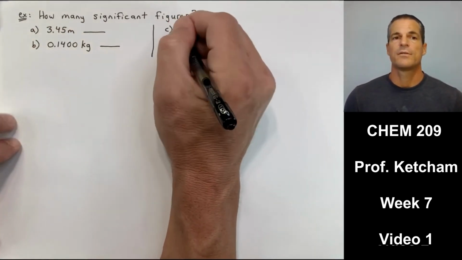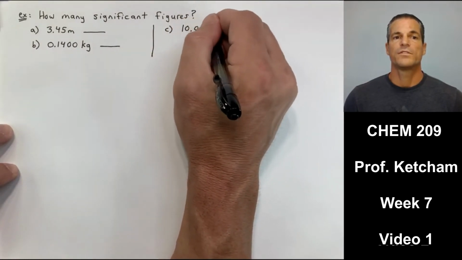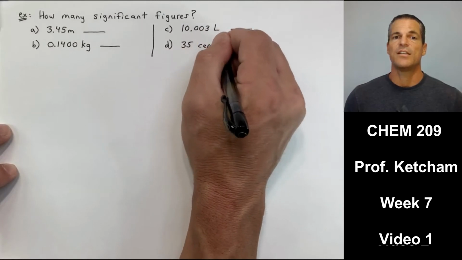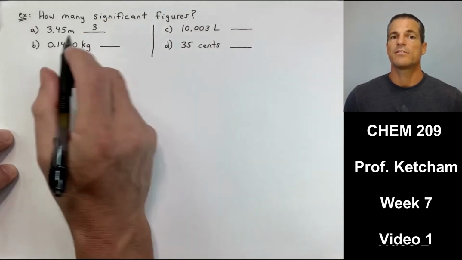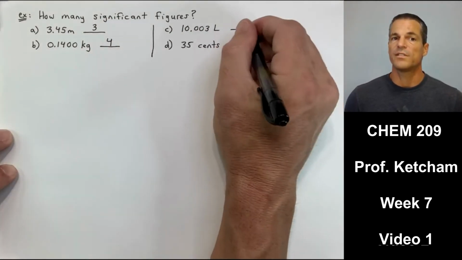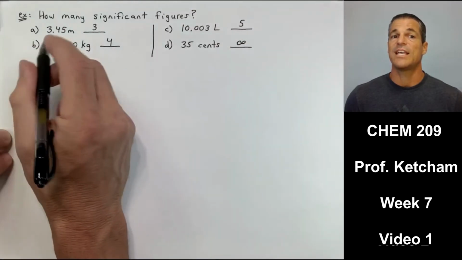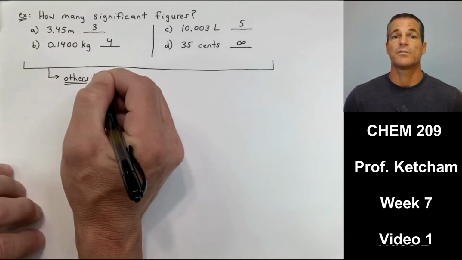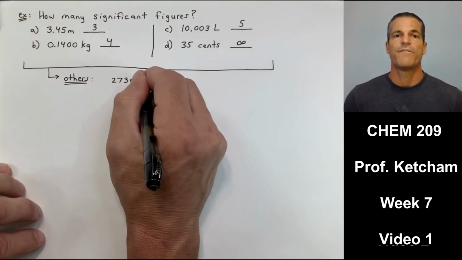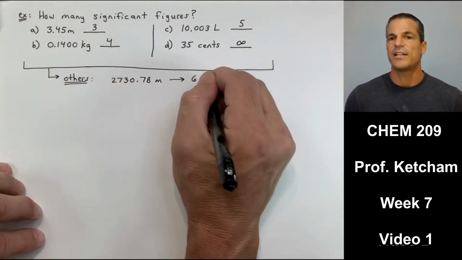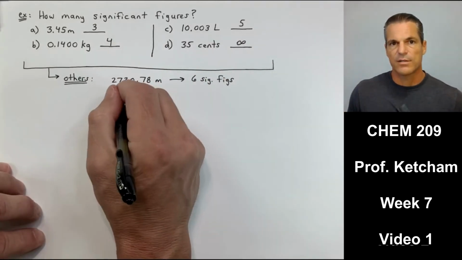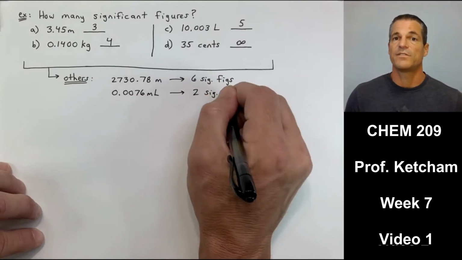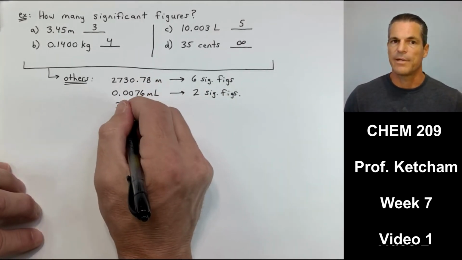A, 3.45 meters, B, 0.1400 kilograms, C, 10.003 liters, and D, 35 cents. Well, A is 3 sig figs, B 4 sig figs because we have trailing zeros in a decimal, C, 10.003 liters, those are all inclusive zeros, 5 sig figs. 35 cents, you can actually count the pennies or the nickels and dimes, whatever it adds up to. Infinite number of sig figs. D, 35 cents, is a counted number, not a measurement.